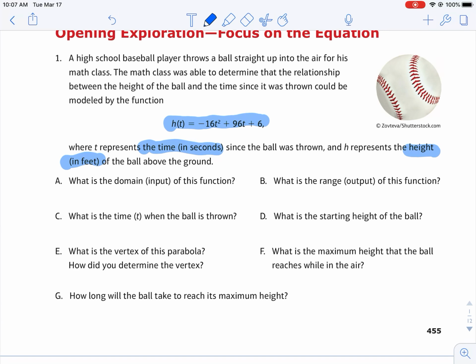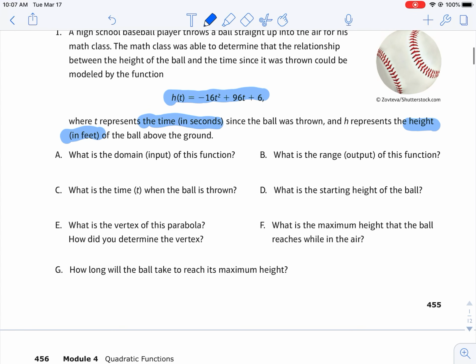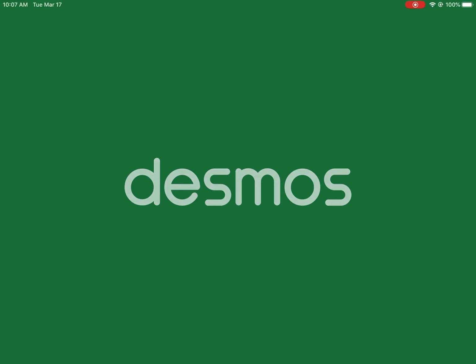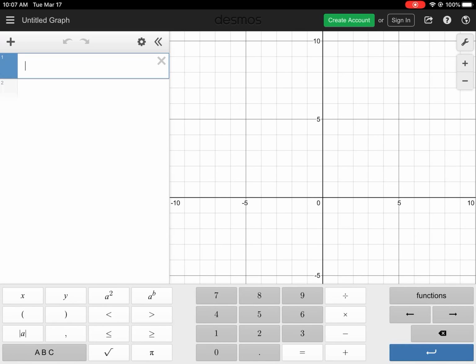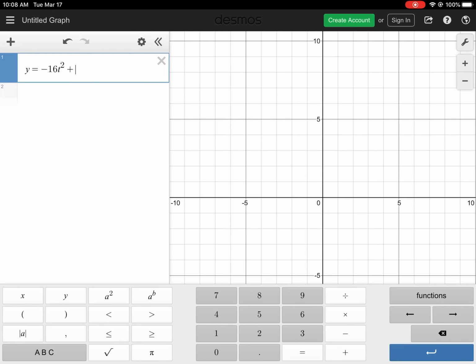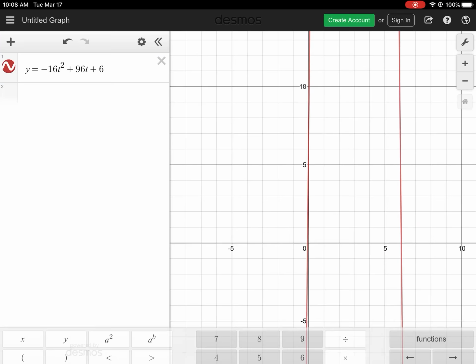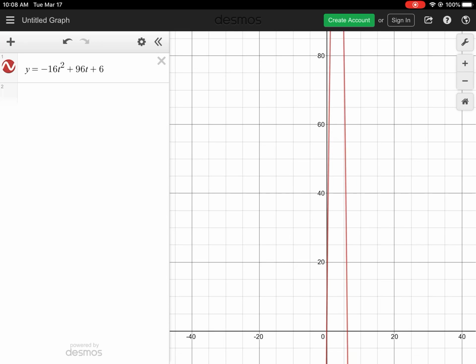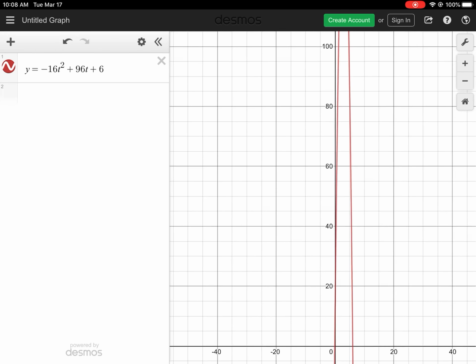The domain or the input of this function is going to be the total time that the ball has traveled. So if we picture a graph, I'll open up Desmos here. So our equation was y equals negative 16t squared plus 96t plus 6. This was the graph that we talked about in class last week, and the x-axis represents the total time, and the y-axis represents how high the ball went.